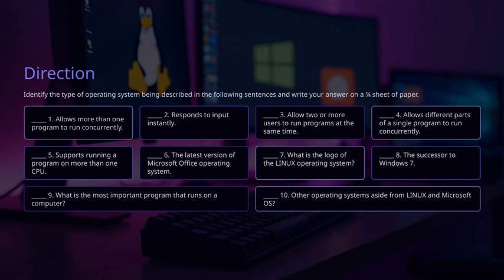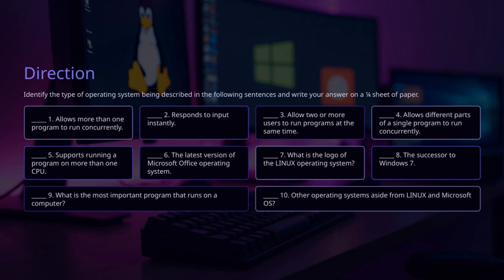Number 4 states, allows different parts of a single program to run concurrently. This refers to a multitasking or multi-threaded system, where different parts of a program can execute simultaneously for better performance. Number 8 asks, the successor to Windows 7. That's Windows 8, which introduced new features and a different interface.